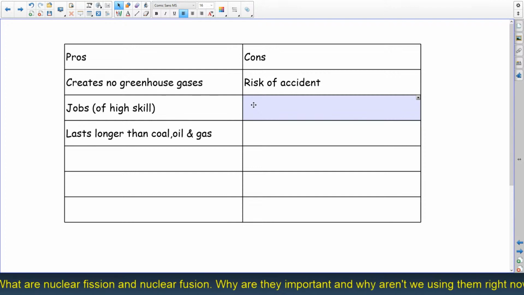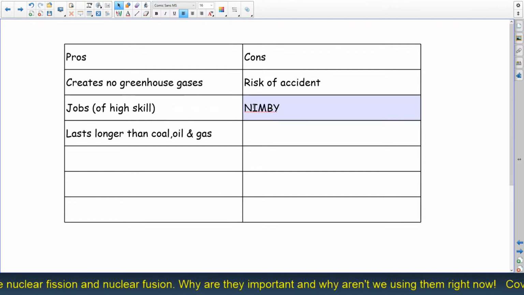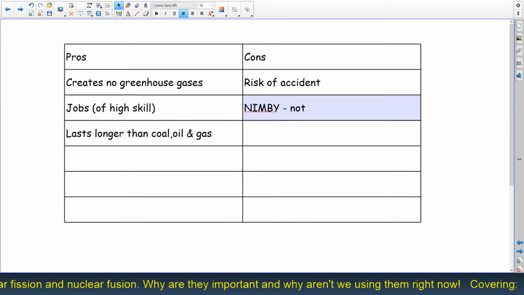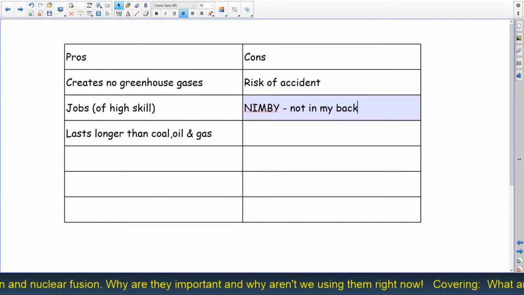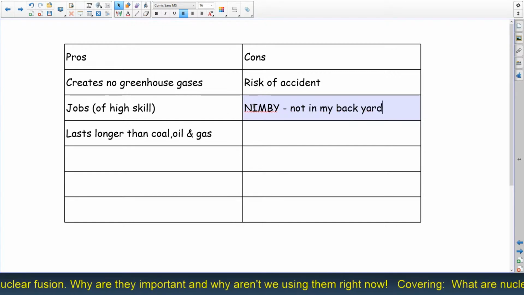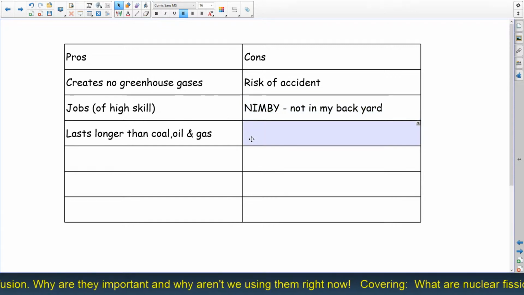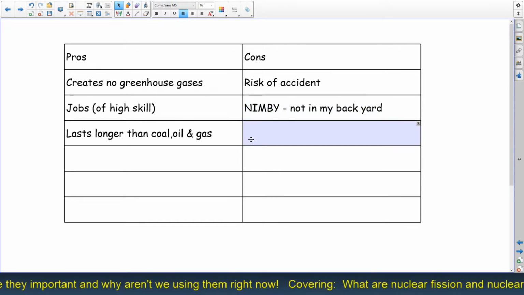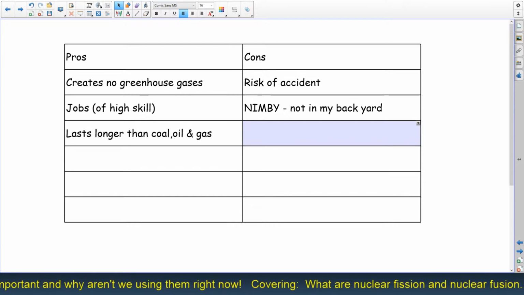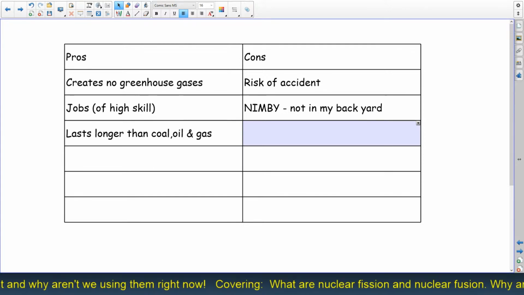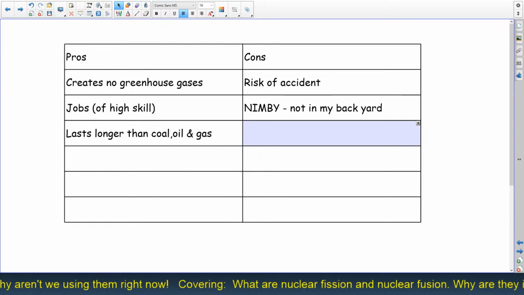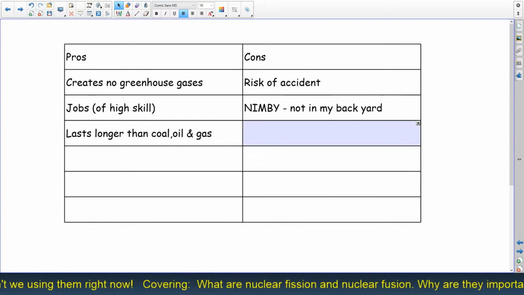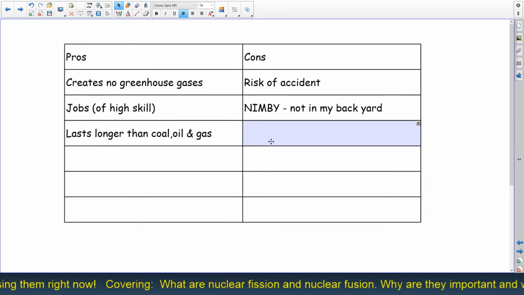And because of that, we have what's called the NIMBY argument, which is not in my backyard. Some people are super interested in nuclear power and like the idea of it, but if you were told that tomorrow they're going to start building one 1 mile away from your house, you might change your mind on that. Okay? So there are problems with that.